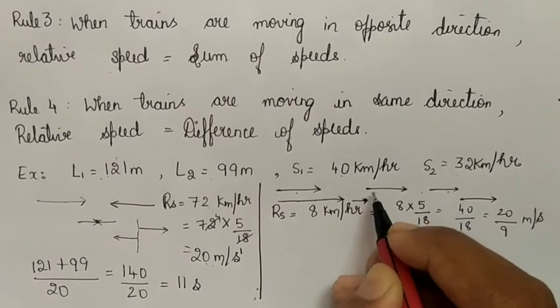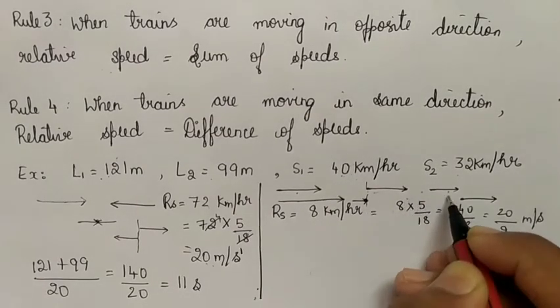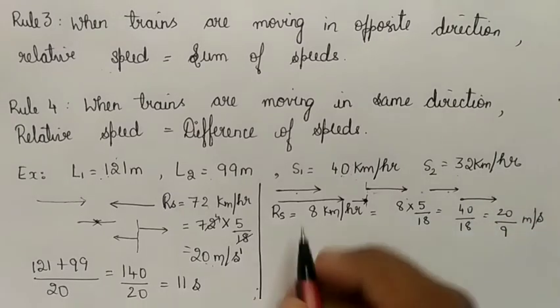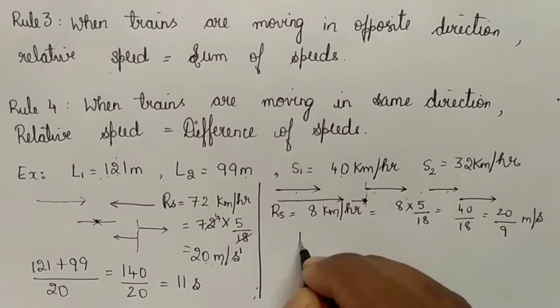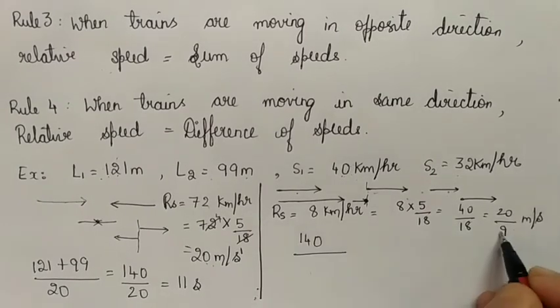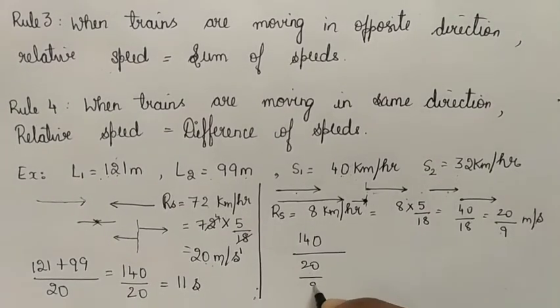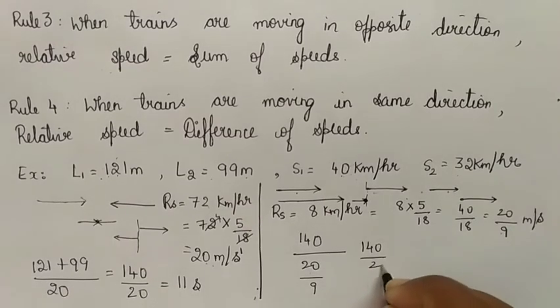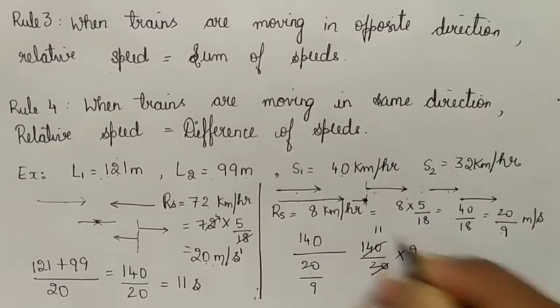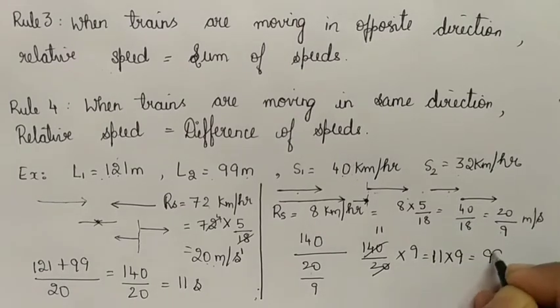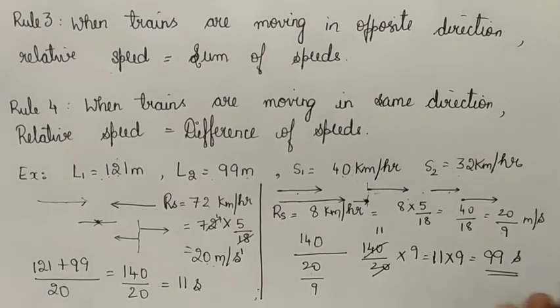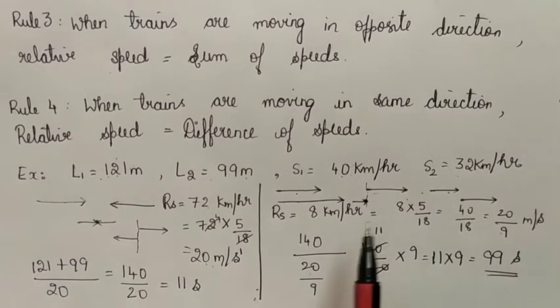From the point they meet each other, how much time is required to overtake is given by the distance. The total distance is again 121 plus 99, which is 220, divided by the relative speed, 20 by 9. So 220 by 20 into 9. 11 into 9 is 99 seconds. So this is the time required by the trains to overtake each other.